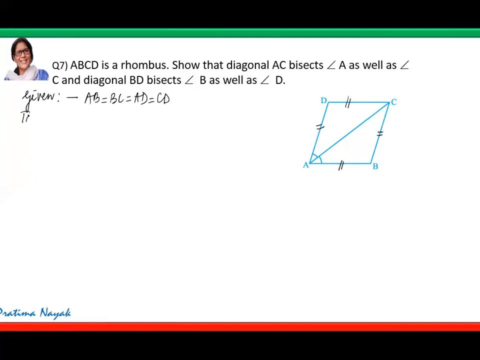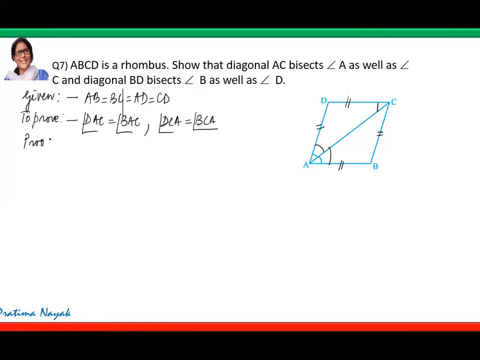To prove, what to prove? Bisect means I have to prove that this angle, DAC, is equal to BAC. To prove angle DAC is equal to angle BAC. In the same way, I have to prove DCA is also equal to BCA. This is the first part, so that AC bisects angle A and C.